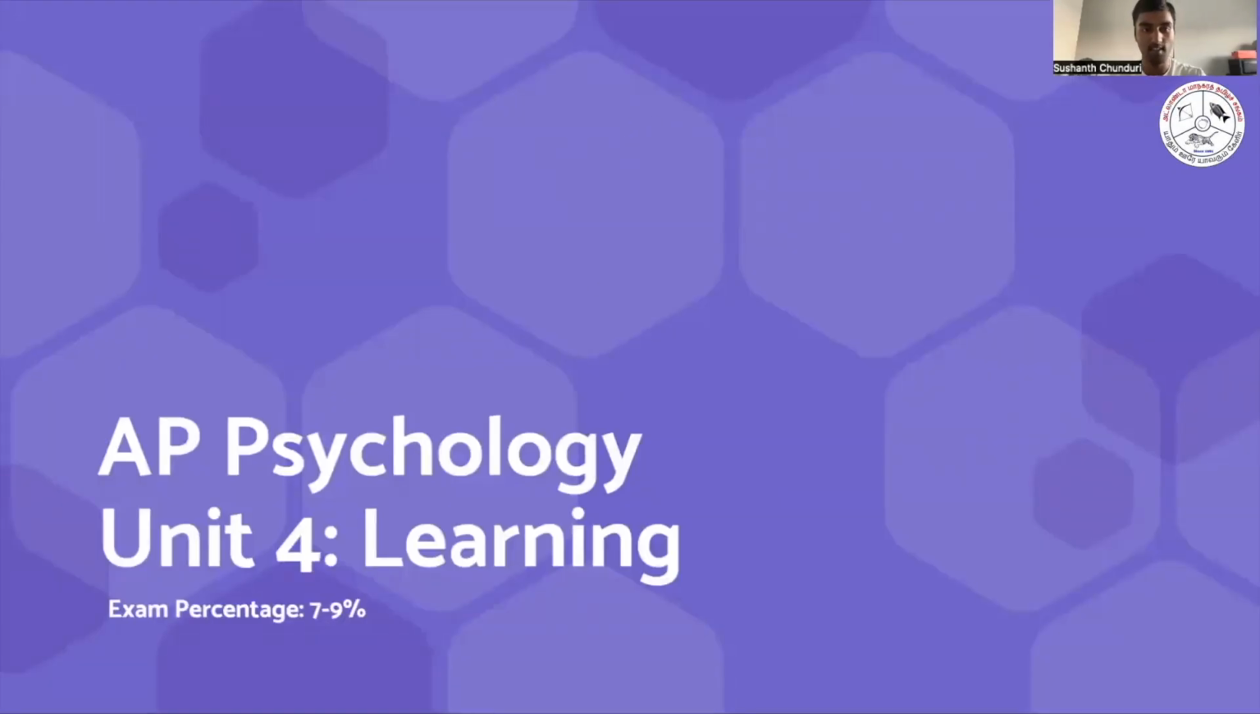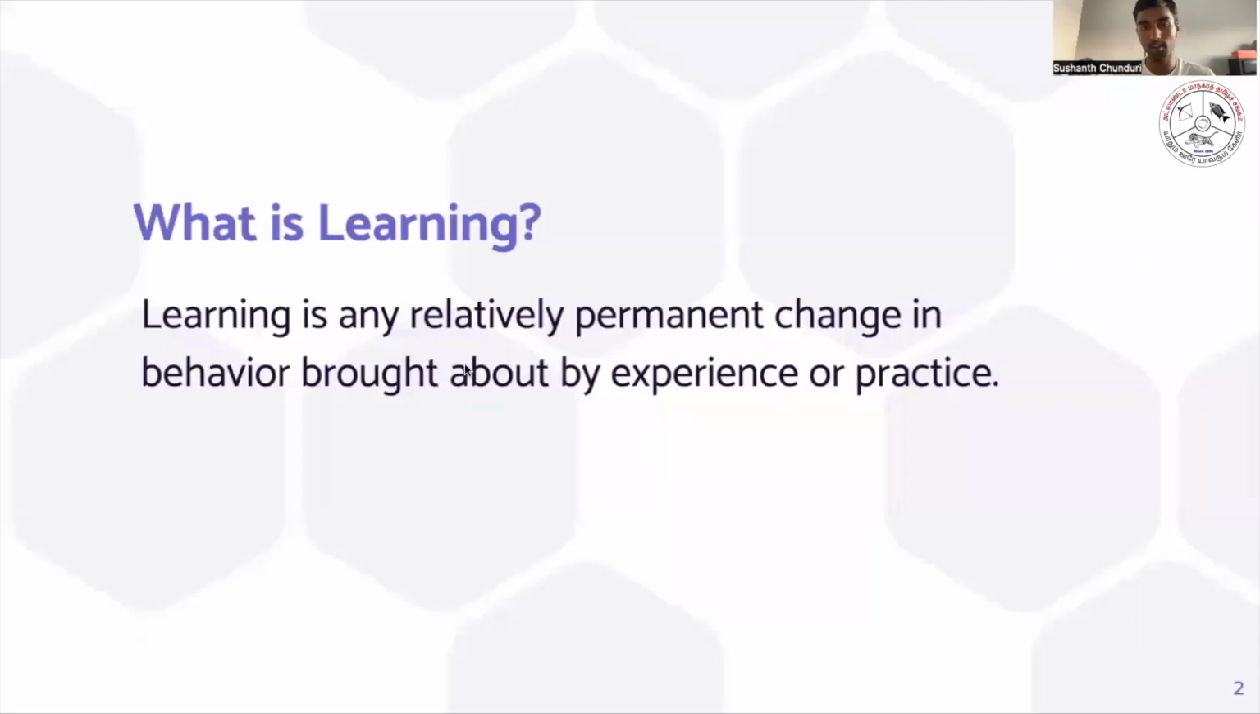Welcome back to AP Psychology Unit 4 Learning. This part of the exam is going to contain around 7 to 9%, so let's get into it. So first of all, we need to define what learning is. Learning is any relatively permanent change in behavior brought on by experience or practice. So whenever you practice something or do something, that is learning. You've learned that behavior.